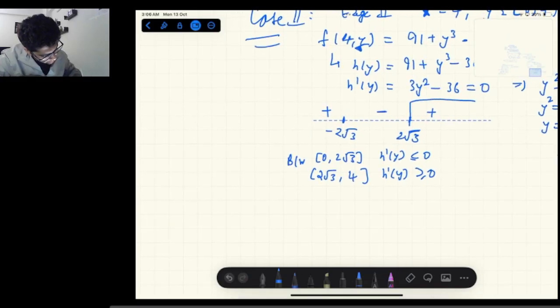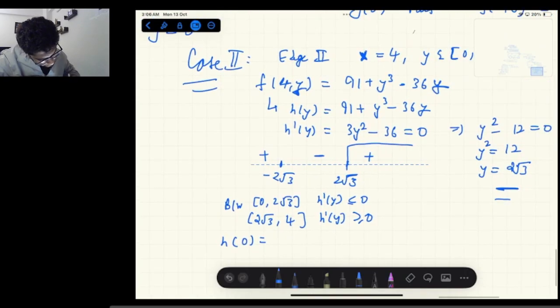So my points that I would have to check will be, so you can see that local min will occur at 2 root 3. I don't want to use the term local min, but 2 root 3 is an important point for us, and 0 is an important point for us, and 4 is an important point for us. This means that we would be checking h of 0. H of 0 is 91.